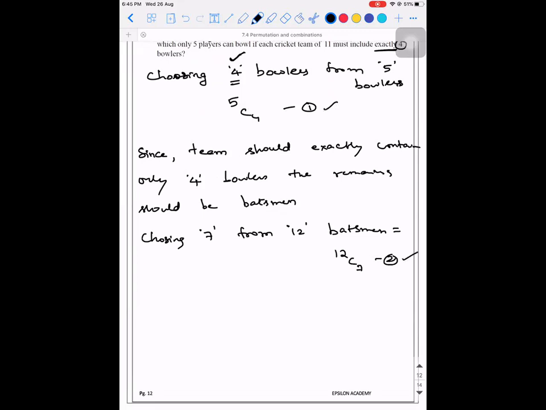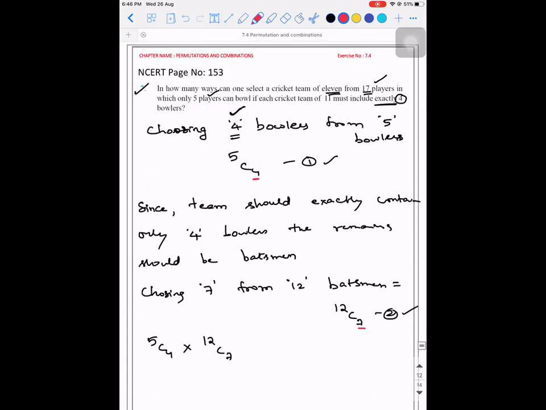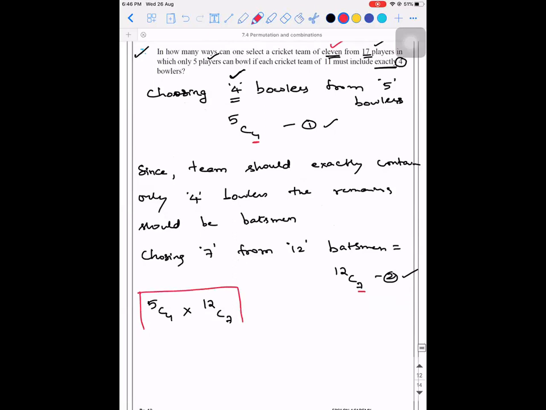So you need to multiply. According to logic, you need to multiply. If you want to know mathematically why, because I have 4 here and 7 here, in the case of multiplication the sum of the bases will be equal to the total number of players that you need to select. Is it clear? So 5C4 into 12C7 is the required answer. Clear? Yes, sir.